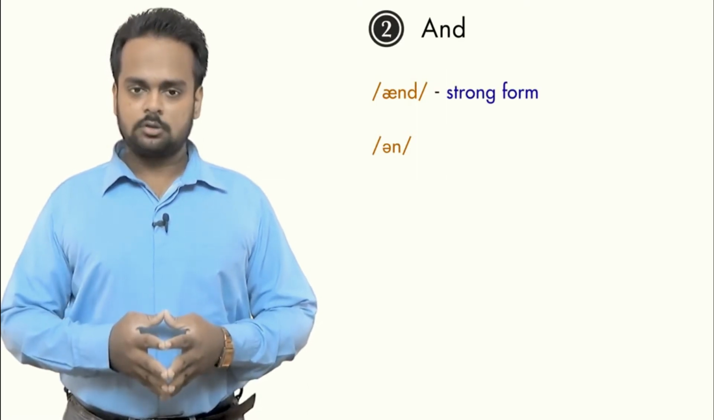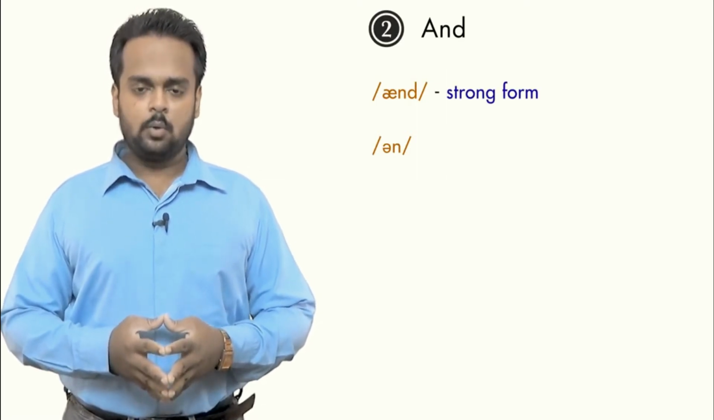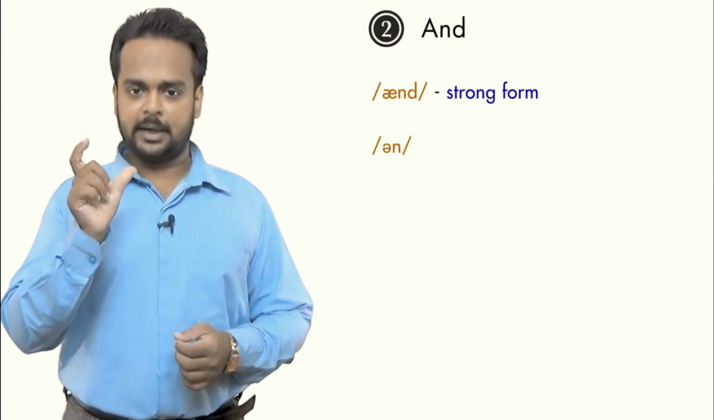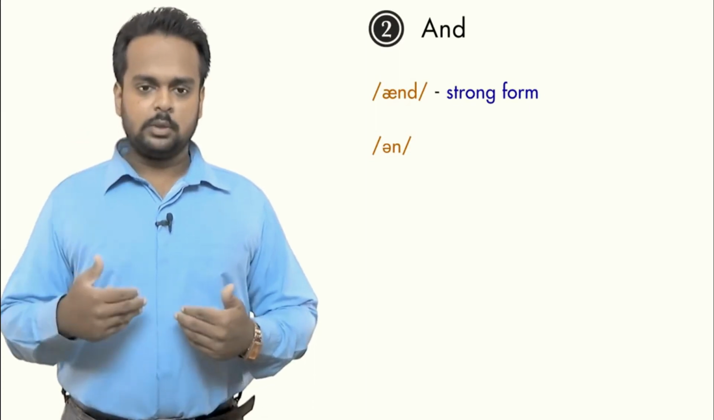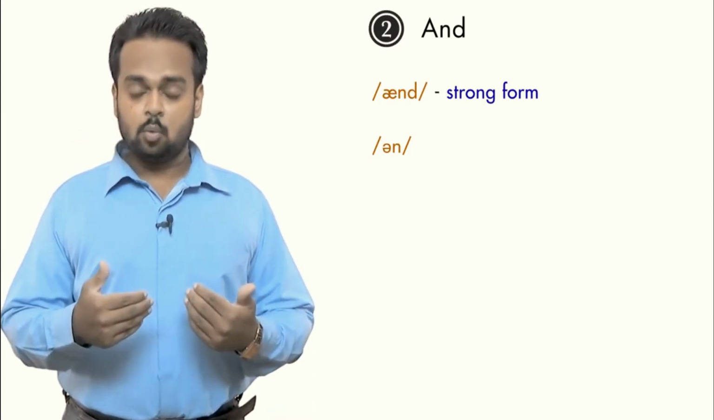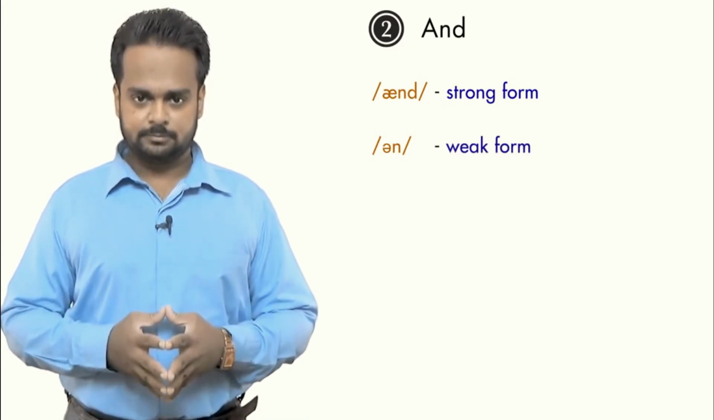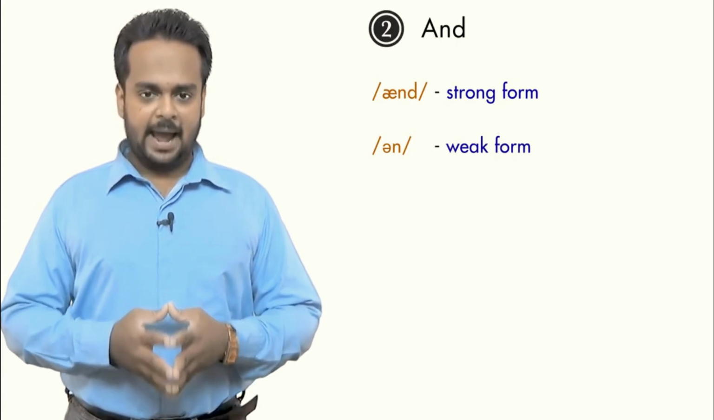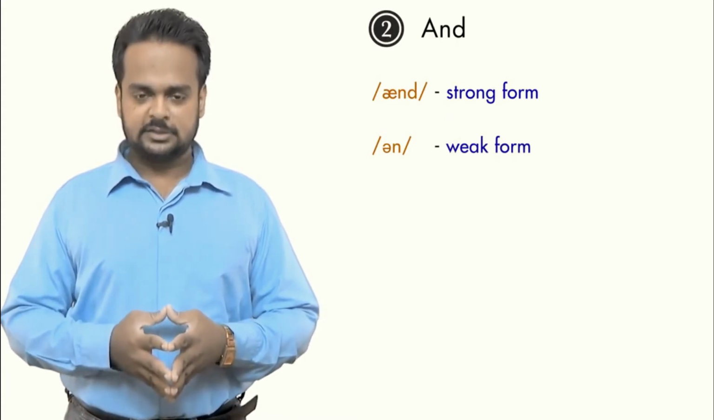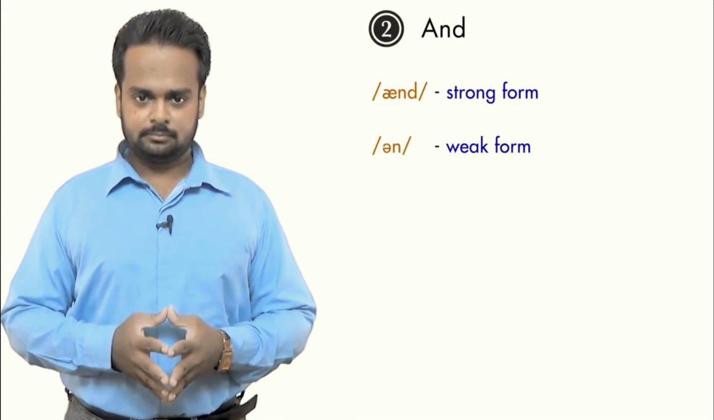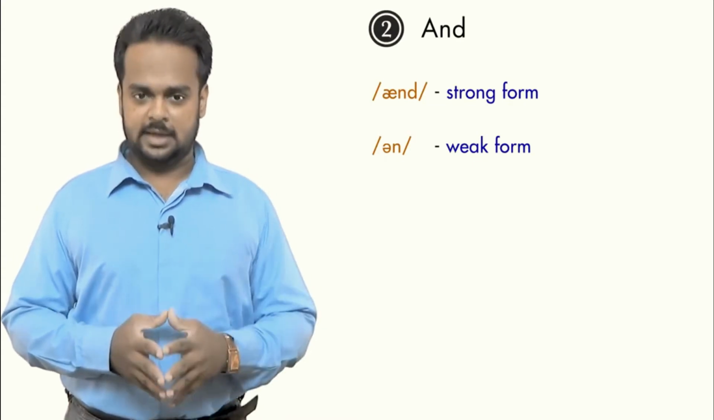Word number 2, "and." "And" is called the strong form. It's how we pronounce the individual word by itself. But when we speak in full sentences, we don't use strong forms. We use weak forms. The weak form of "and" is "n." It sounds like the letter N, and there's no D sound at the end.